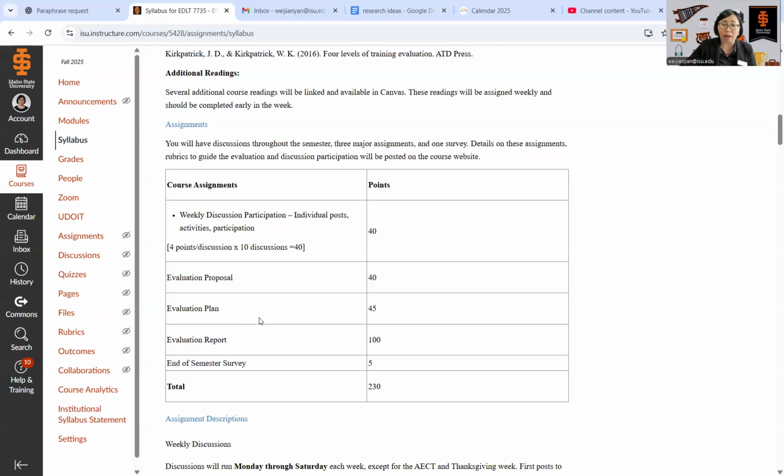And in the evaluation report, you're going to evaluate on the 3rd level and the 4th level. So finally, you have a big project that covers 4 levels of evaluation.